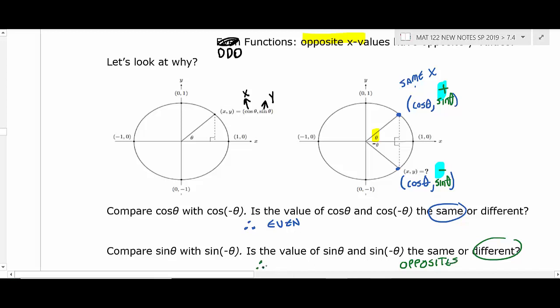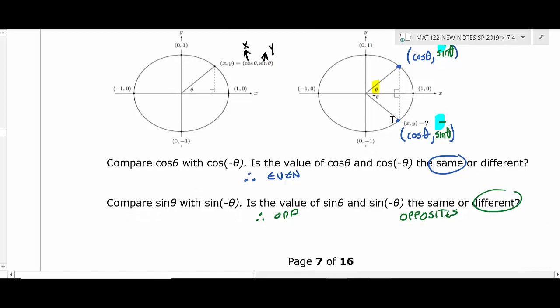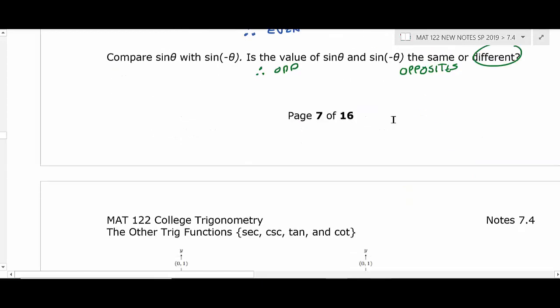Therefore, that would be an odd function. So that diagram shows that if you do an opposite theta, cosine stays the same because it's an x value. But the sine changes signs because it's a y value. Y is different in quadrant 1 and quadrant 4. So I hope that makes sense to you. All right.